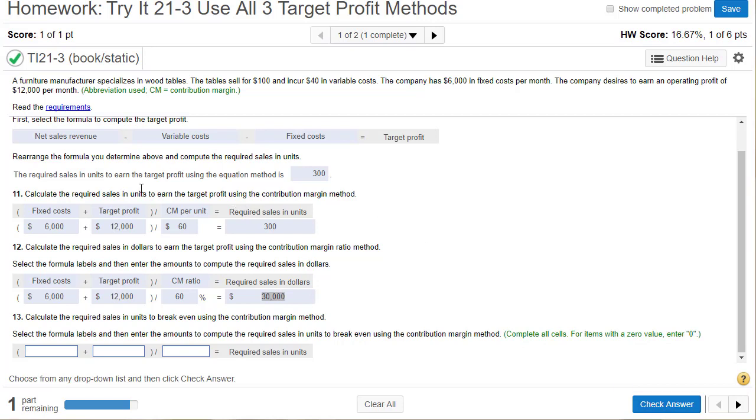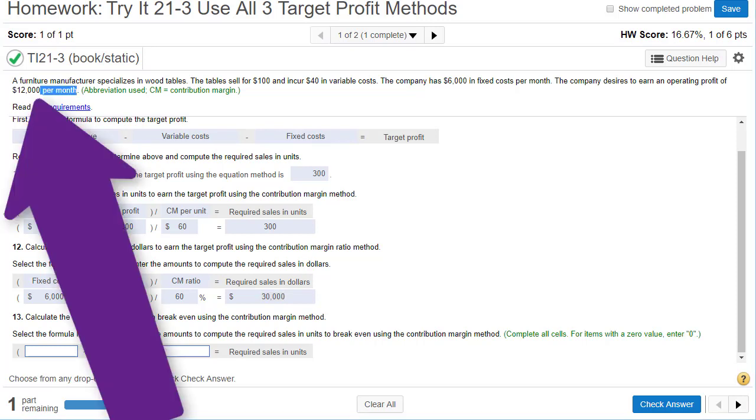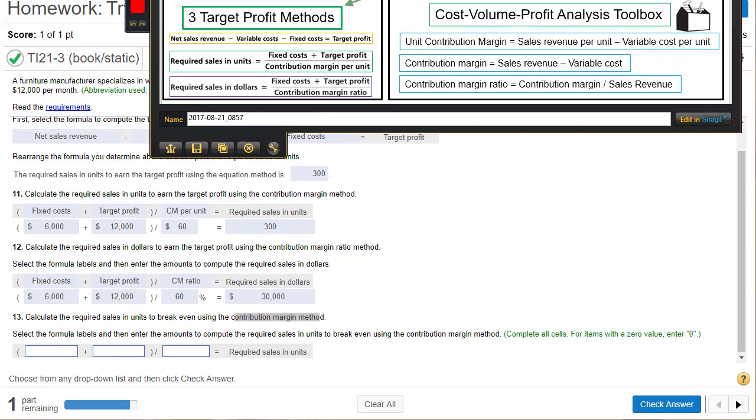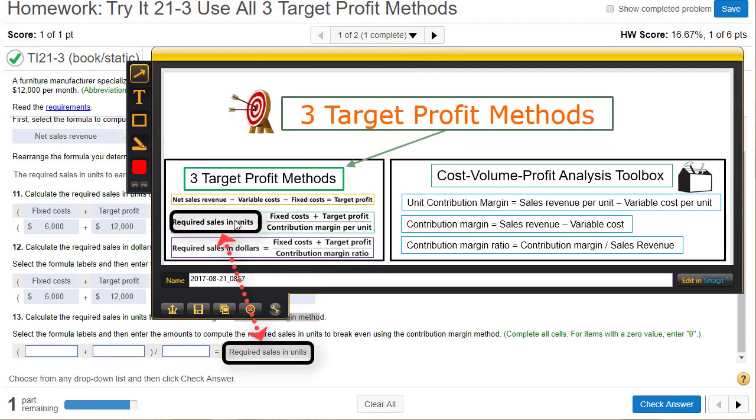All right, so all those previous scenarios were to try to figure out what we need to do if we want to make $12,000 per month. But in this last scenario, they want us to calculate the required sales in units to break even. All right, so break even means we have a target profit of 0. And notice it says we're going to use the contribution margin method. So the contribution margin method is this second one, required sales in units.